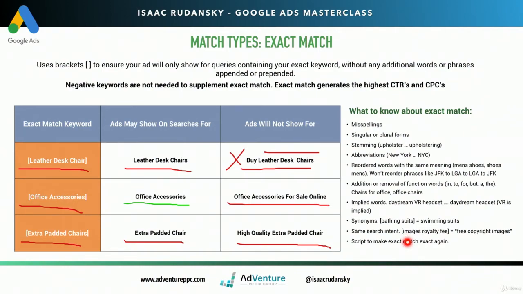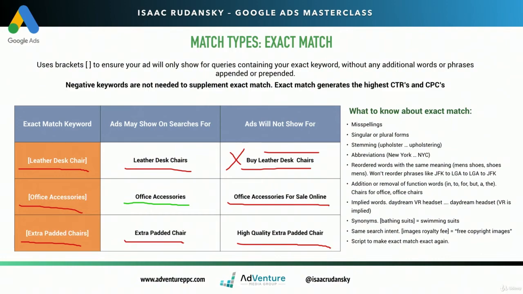If somebody searches for, this is an example that Google themselves gives, if your exact match keyword in your account is images royalty free, and somebody searches for free copyright images, a totally separate word, but Google views it as the exact same intent, then Google reserves the right to trigger an exact match keyword for images royalty free to show that ad.